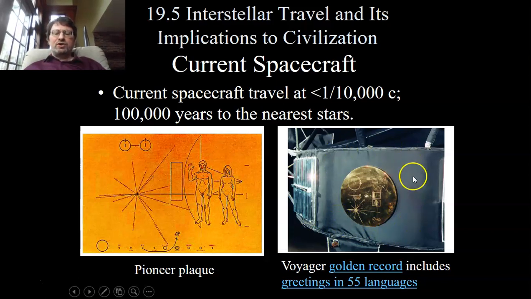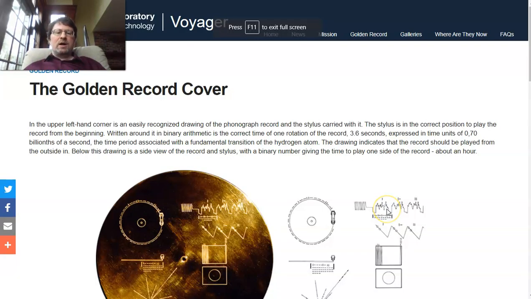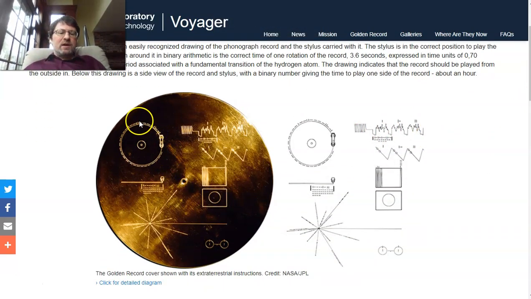Voyager 1 and Voyager 2, they each had this golden record on it, which included some of the same information. I'll show you a zoomed up look at what's etched onto this golden record here, so that we can talk about it a little bit more. But there it is. In the upper left, they're showing a picture of the record as well as the stylus that was included with it so that they could play it. Here's the record as viewed from the side. And then there's some information over here about what's encoded on the record.